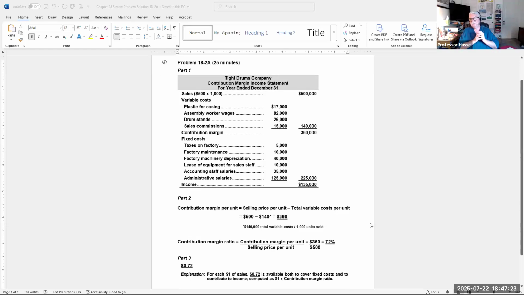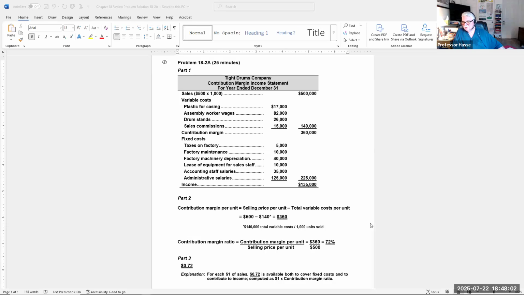First of all, here's part one. Here's the contribution margin income statement. And this is listing the variable costs and the fixed costs as cost centers. There's our selling price. Remember, they told us in the problem, we're selling 1,000 drums at $500 apiece. That's $500,000. Then they tell us that we have variable costs of $140,000. Those are those four variable costs that we just talked about.